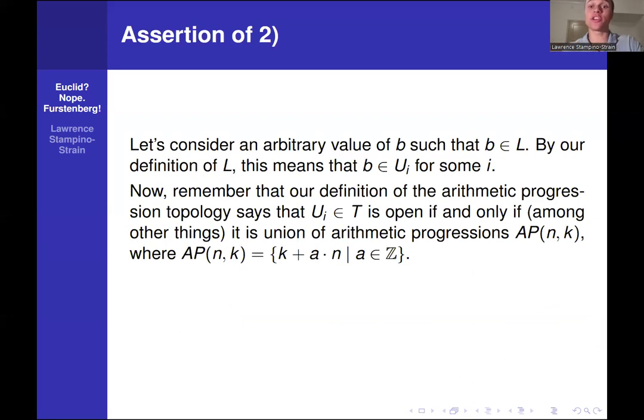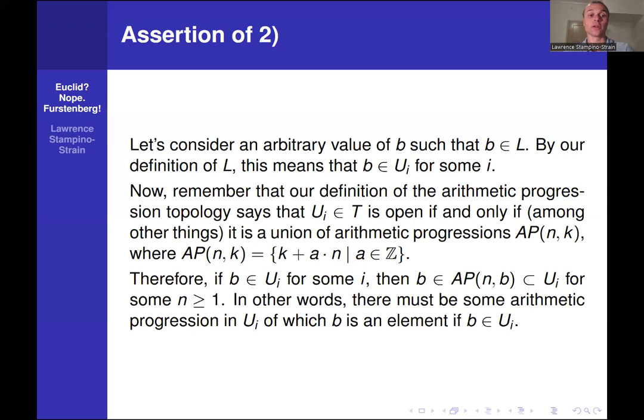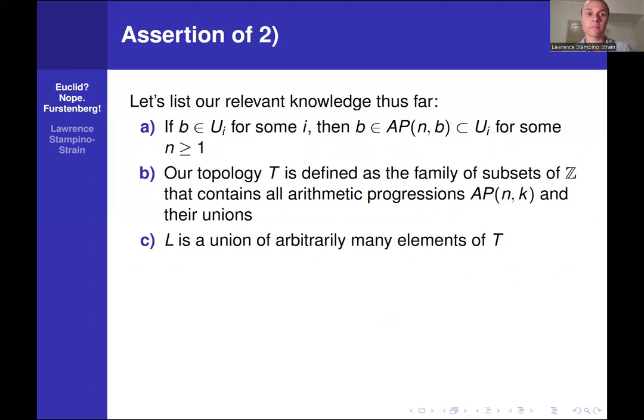Now, remember that our definition of the arithmetic progression topology says that U_i is an element of T if and only if, among other things, it is a union of arithmetic progressions AP(n,k), where AP is defined as such. Therefore, if b is an element of U_i for some i, then b is an element of some arithmetic progression which is a subset of U_i. In other words, there must be some arithmetic progression in U_i of which b is an element if b is an element of U_i.